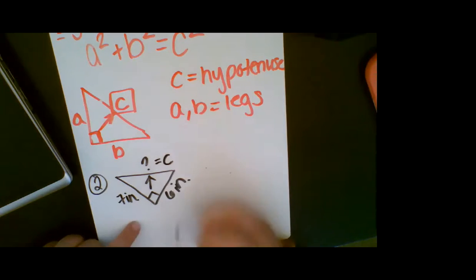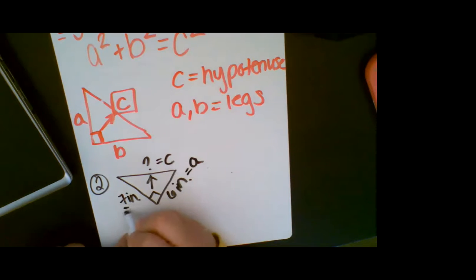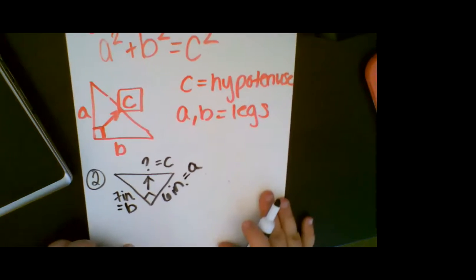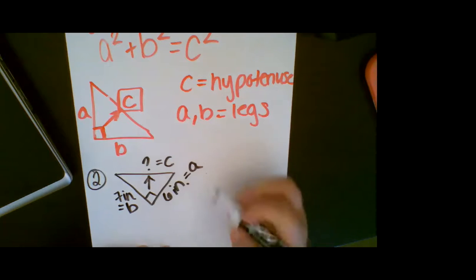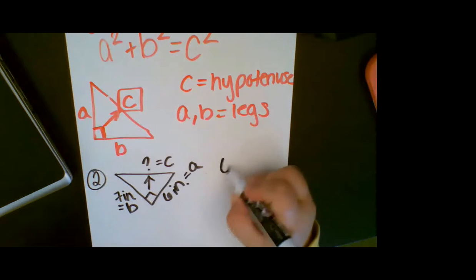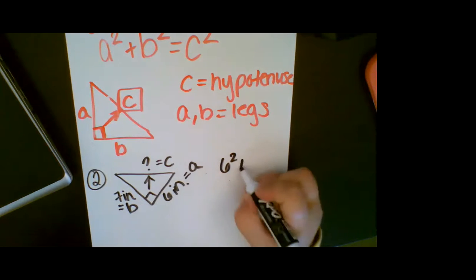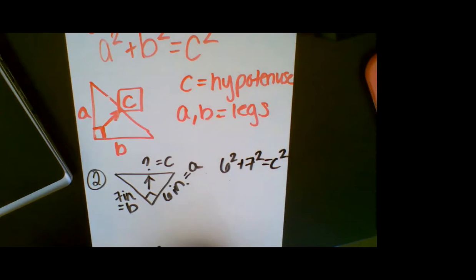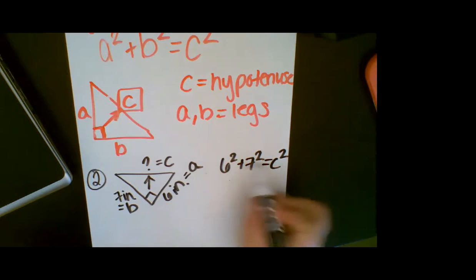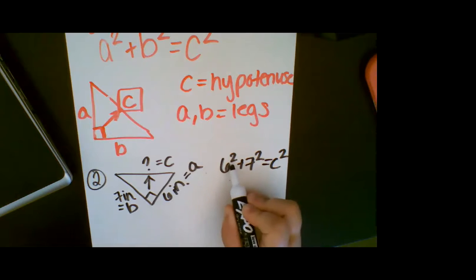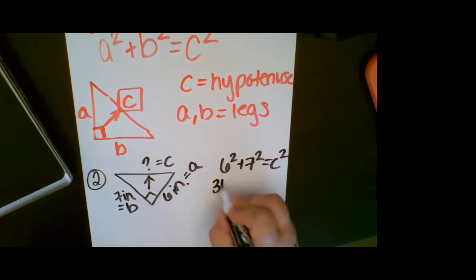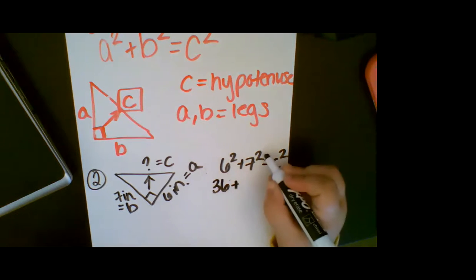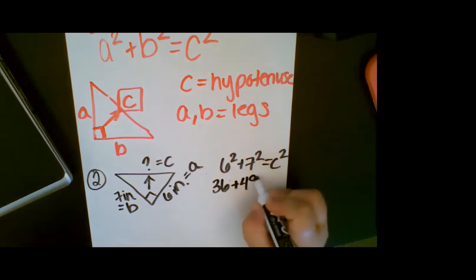So we don't know C. We know A, and we know B. So let's plug in the 2 that we know and get the 1 that we don't know. A is 6, so we've got 6 squared. B is 7, so 7 squared. And we don't know C. Okay? Simplifying these 2 squareds, we got 6 squared, that's 6 times 6, which is 36. 7 squared is 7 times 7, which is 49.